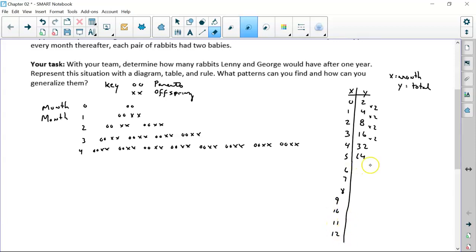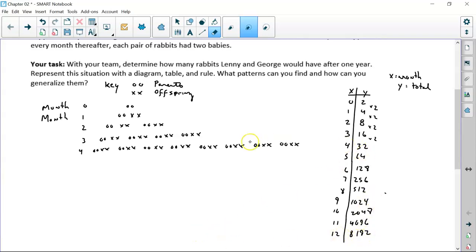So we keep doubling. 64 times 2 is 128. Times 2 is 256, and then 512, and then 1,024, 2,048, 4,096, 8,192. That's a lot of rabbits. Now that's in a perfect world where none of the rabbits pass away, but that's what we have.